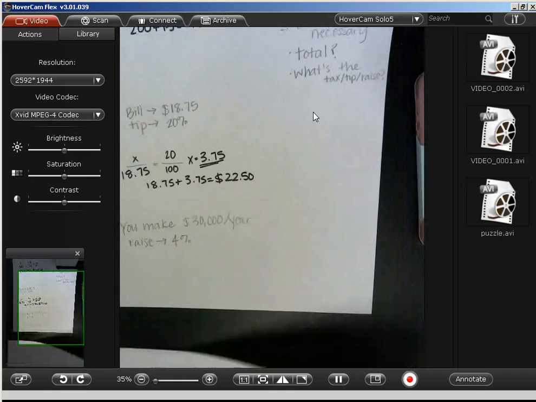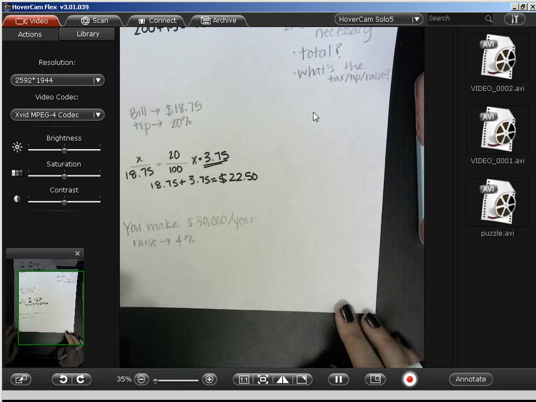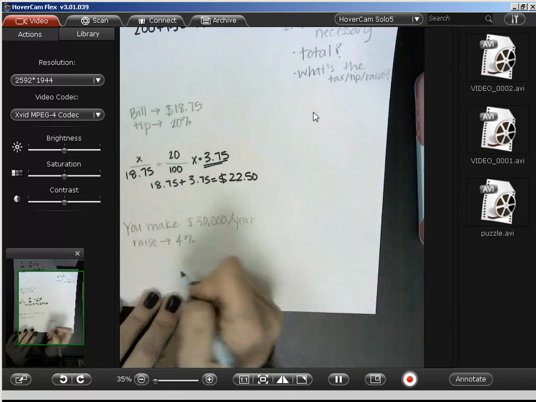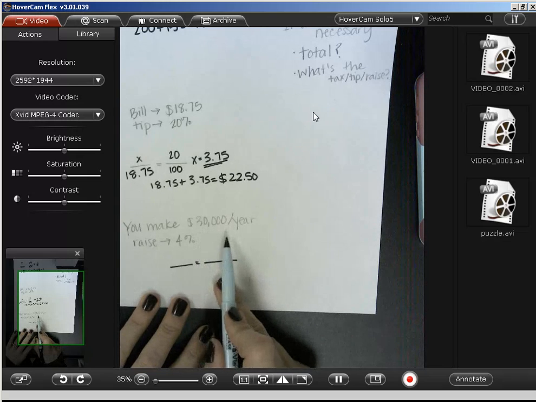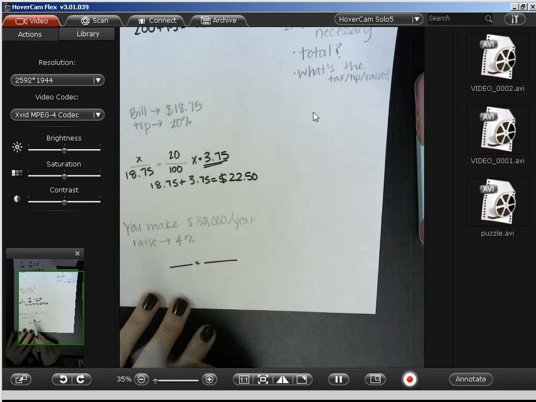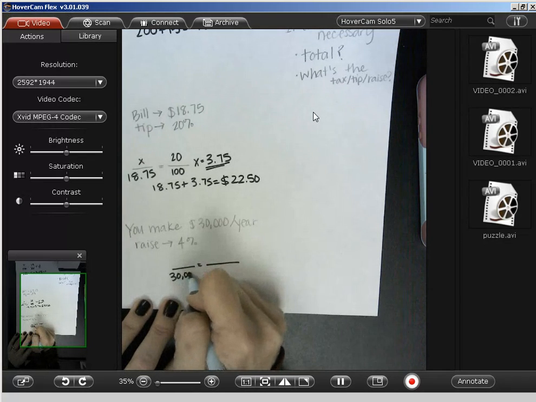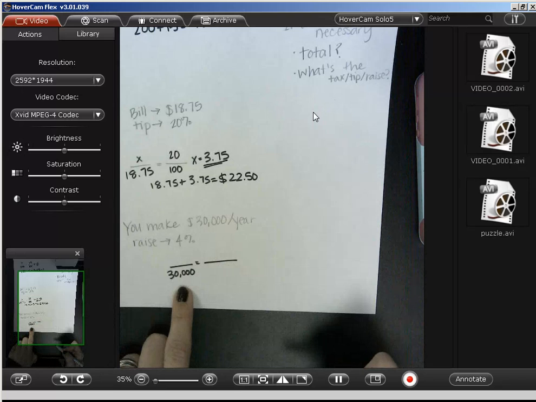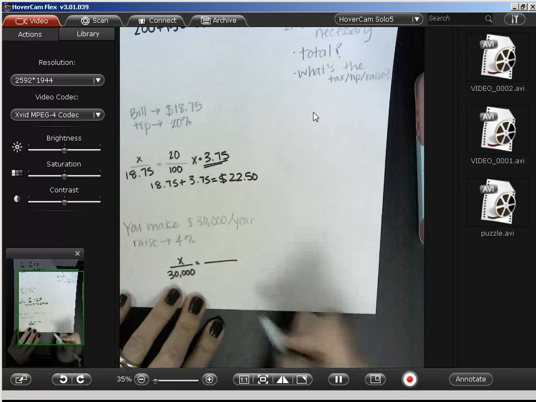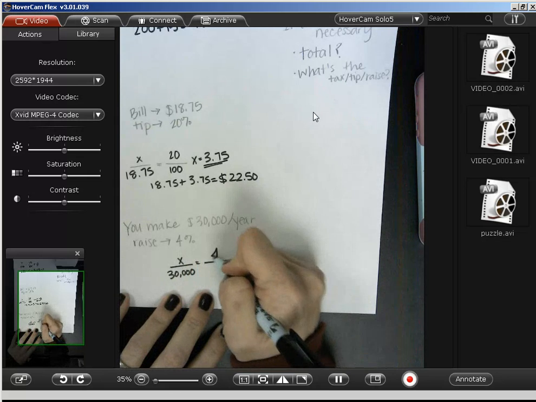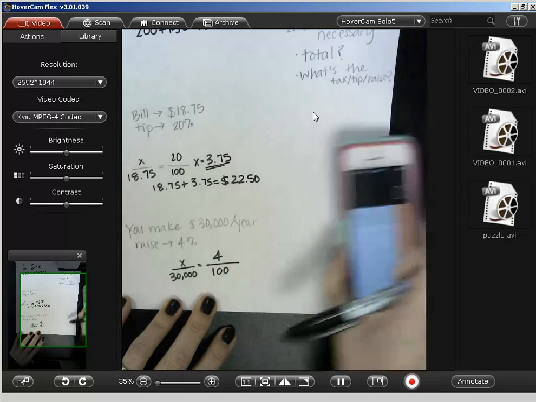Okay, the last type of problem you can do this way is when somebody gets a percent raise. So let's try this one. First we're going to set up our proportion. We have somebody who makes $30,000 a year and they're going to be getting a 4% raise. The 30,000 is going to go on the bottom because that's the amount, and we need to find the percent of that amount. So we're going to be solving for that. We know that the percent is 4 and a percent is a number out of 100. So let's solve it.